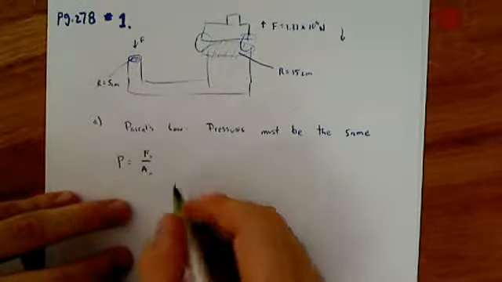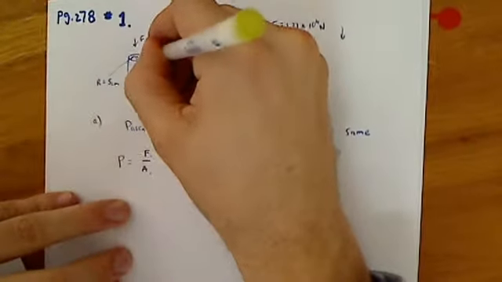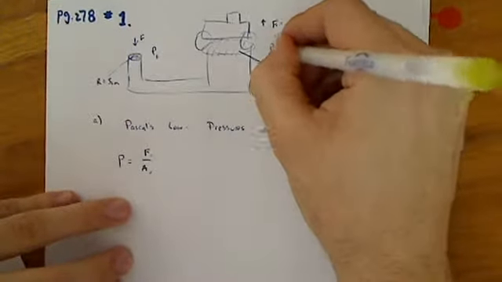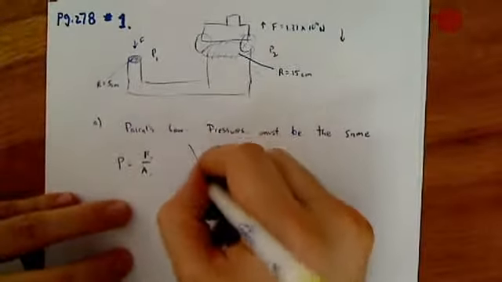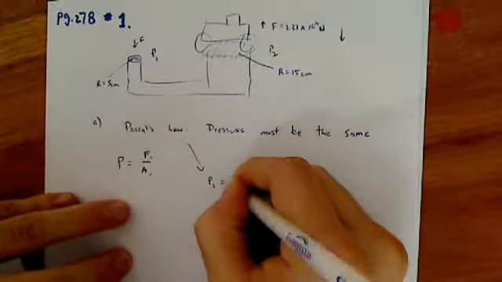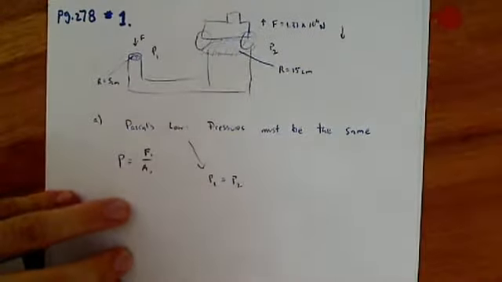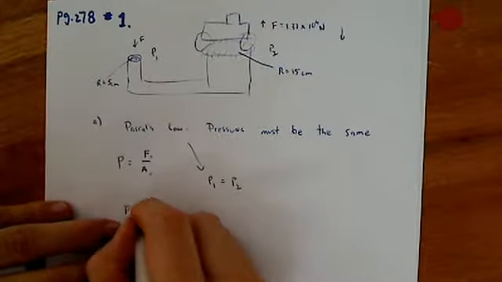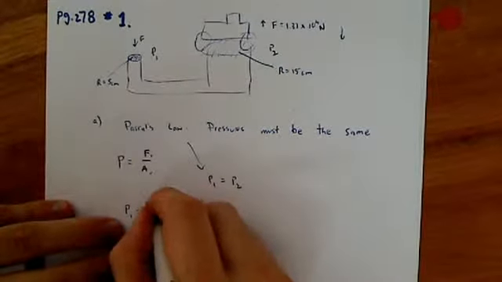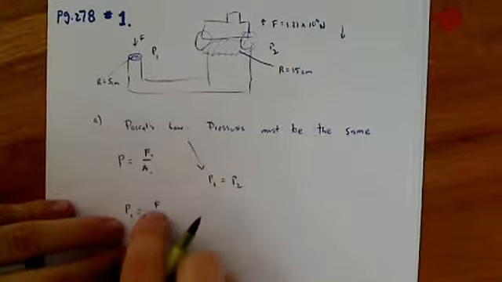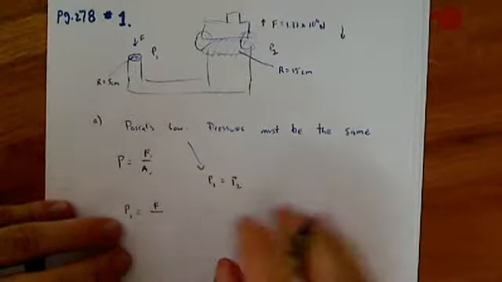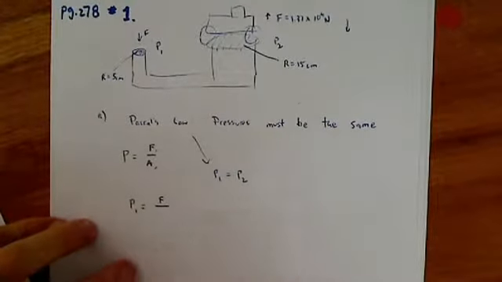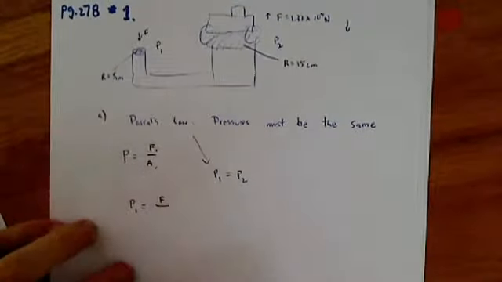So Pascal's law says the pressure here, P1, has to be the same as it is here, P2. P1 has to be equal to P2. Pressure is force over area. So let's look at P1 first. I apply some force, and that's what we want to know. How big is that force over a certain area? Now, the question doesn't give us exactly what the area is, but it tells us what the radius is.